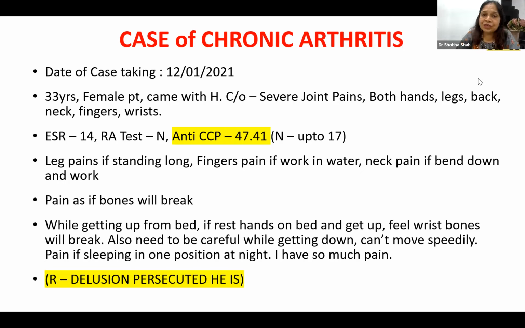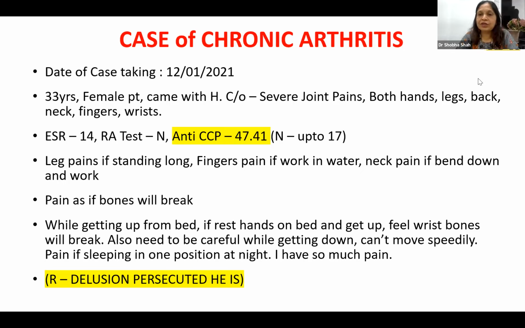So that time she came again with her husband, and she complained of severe joint pains in both her extremities, in the hands and legs, in the back, in the neck, and in the fingers and wrists. Her ESR was normal, it was 14. The RA test was normal, but her anti-CCP was high, at 47.41. The normal is up to 17.